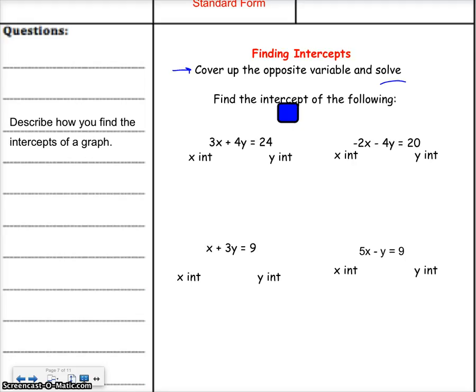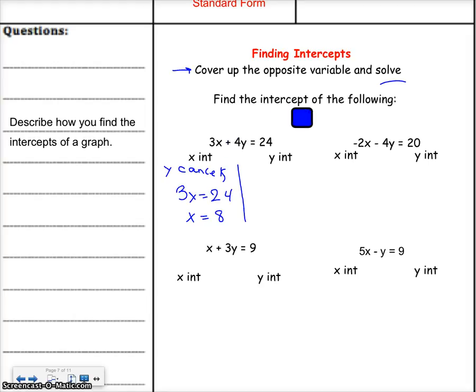So I'll show you how to do this. At my x-intercept, y cancels, right? At my x-intercept, y is nothing. So I'm going to cancel out my y, and what do I have left? 3x equals 24. X is 8. That means that this graph crosses the x-axis at 8.